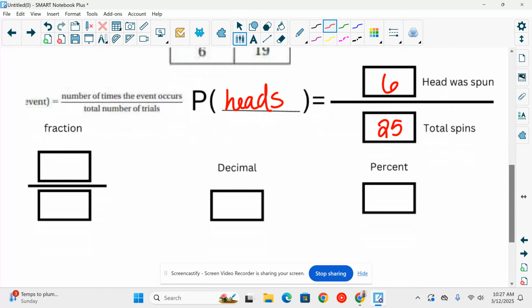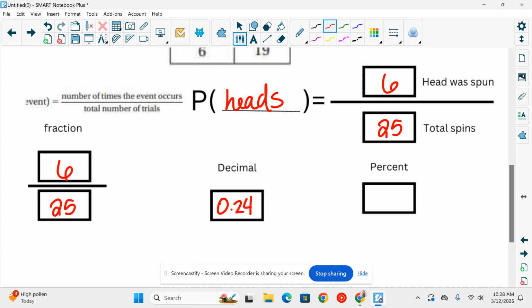So experimental probability can be written as a fraction, a decimal, or a percent. So we can leave it as 6 over 25. Or we can convert it to a decimal. So in my calculator, I'm going to convert 6 over 25 to a decimal. 0.24. How do you convert 6 over 25 to decimal? A couple ways. Click on the 2 arrows, you can convert it. Maybe the 2 arrows. Okay, that will work.